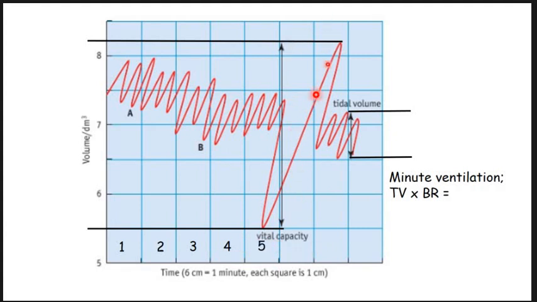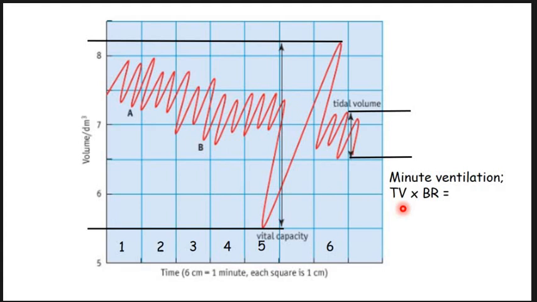Then, because they've done a vital capacity there, 6. So that is 1 minute there because it's 6 squares. Each square is 1 centimetre. 6 centimetres is 1 minute. So 1 centimetre, 2, 3, 4, 5, and a bit there, 6. So that's 6 centimetres. I haven't included that bit there because I've obviously measured vital capacity and then gone back, and I want to measure tidal volume.